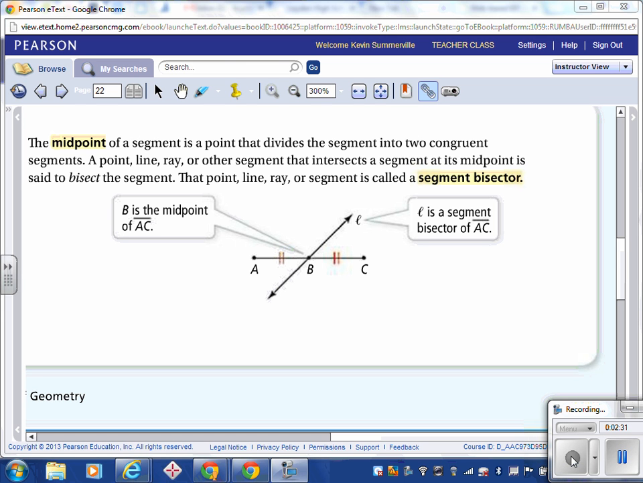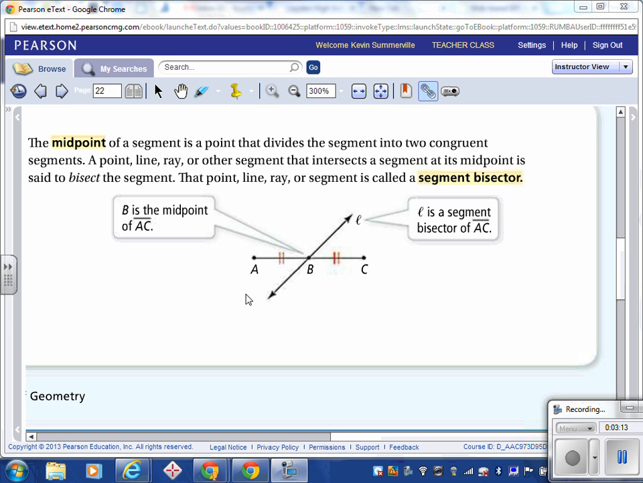Let's take a look at another term, midpoint. The midpoint of a segment is a point that divides the segment into two congruent segments. A point, line, ray, or other segment that intersects a segment at its midpoint is said to bisect the segment. The point, line, ray, or segment is called a segment bisector.